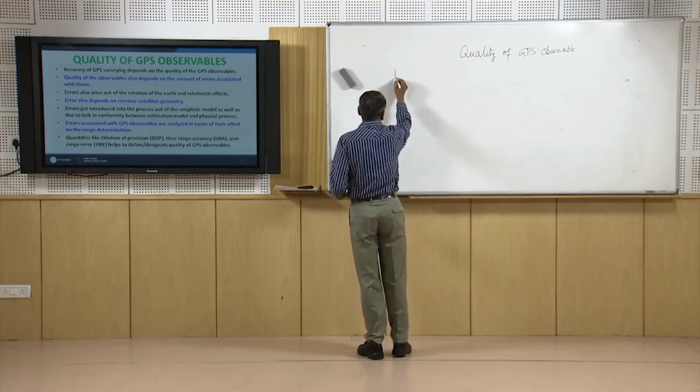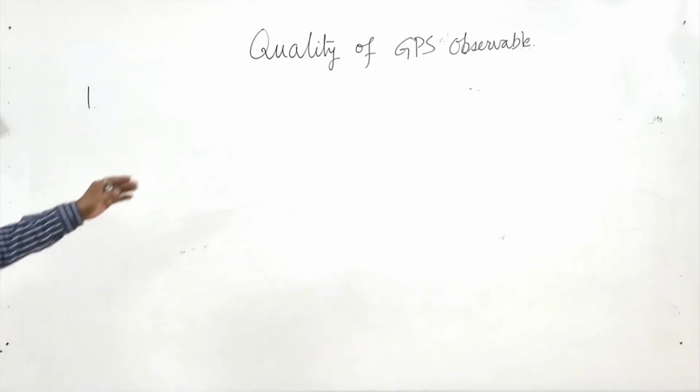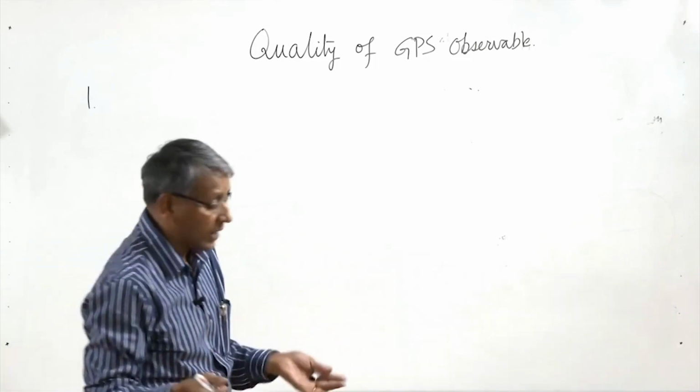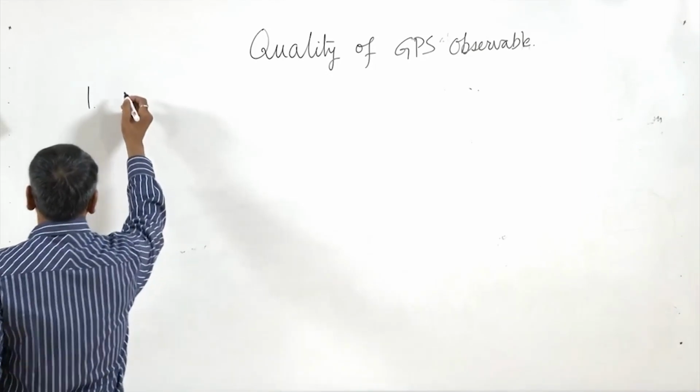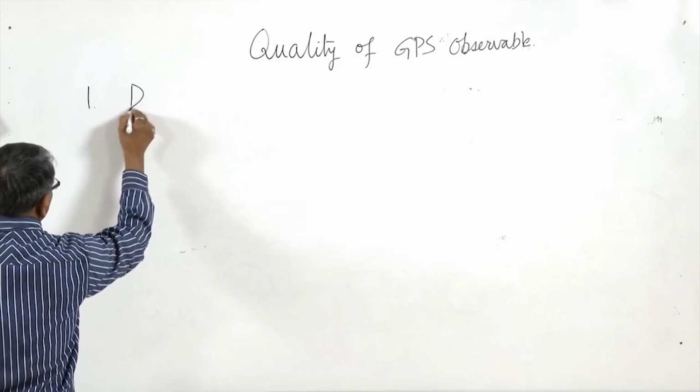However, we have some parameters by which we can identify the quality. Number one, dilution of precision.